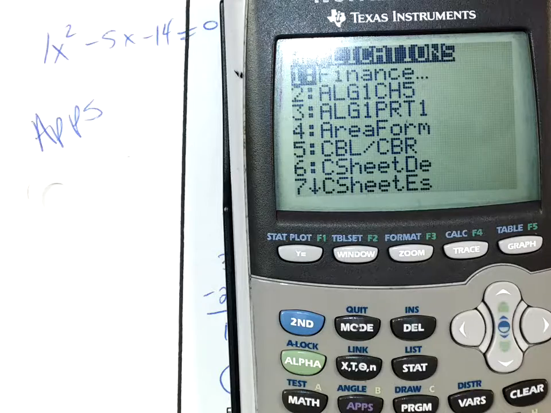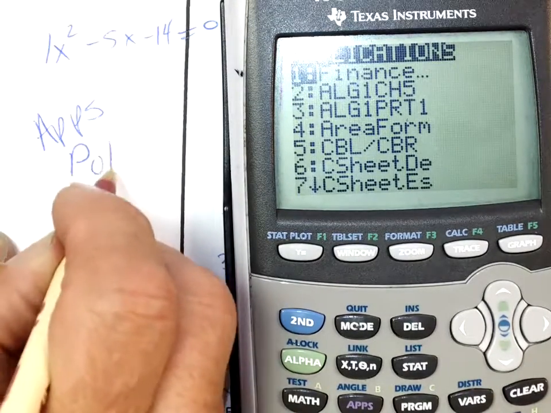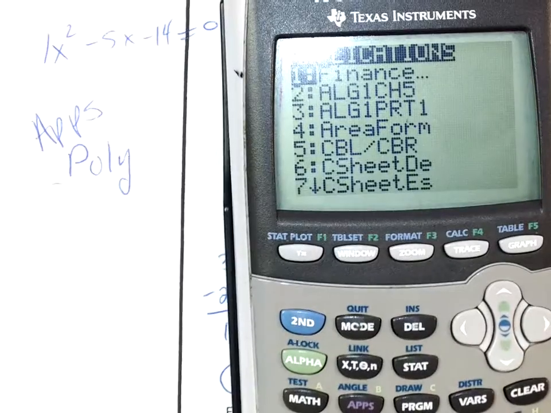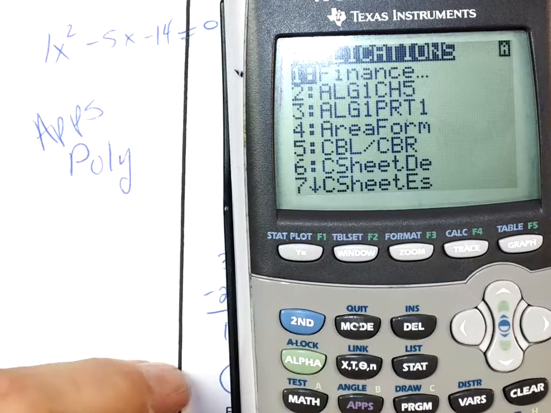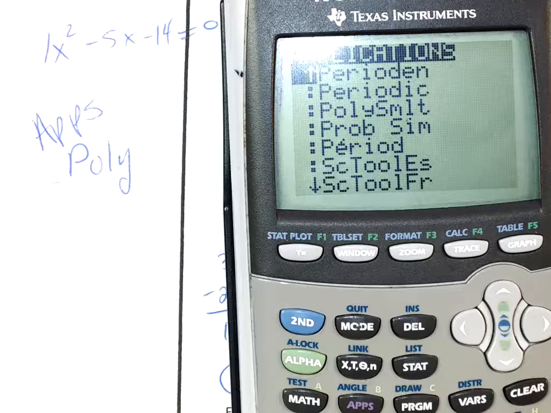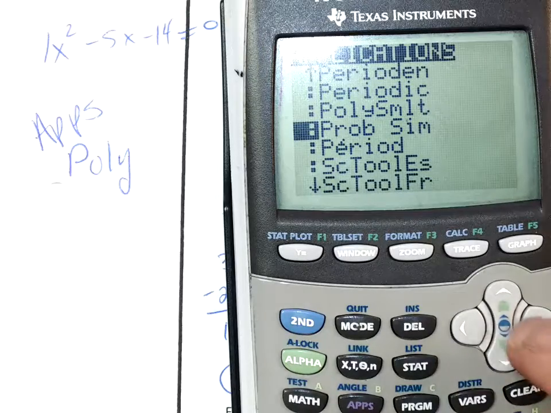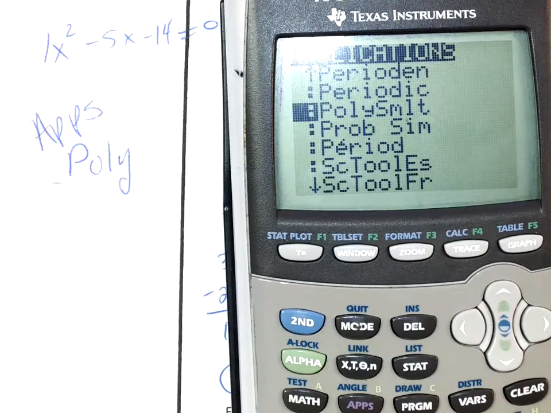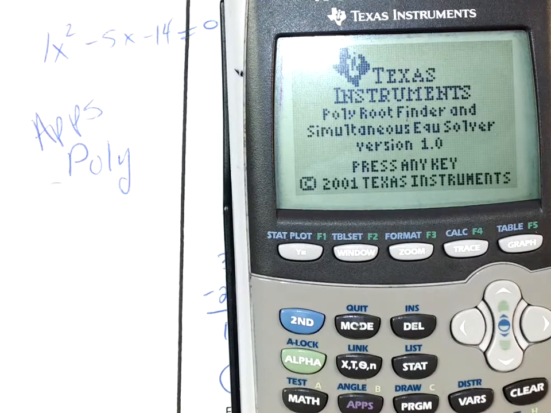We're looking for this button called the poly button. You got to go all the way down to poly, or you can shortcut it in green, alpha P, if you want to shortcut it. Or you can just keep going down. So then I've got the poly smilt. They're a little different in every calculator, because they get upgraded. You see it? That's the poly one. Okay, push enter. You get some free advertisement. We don't need that, but they like to say, Texas Instrument, blah blah blah. Who cares?